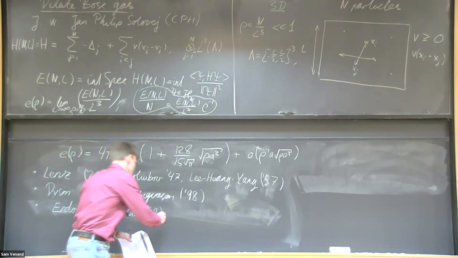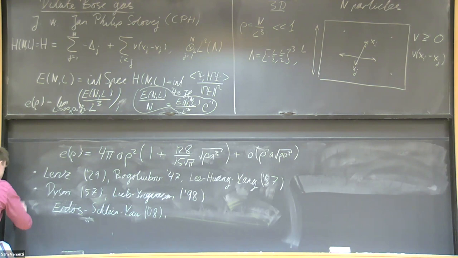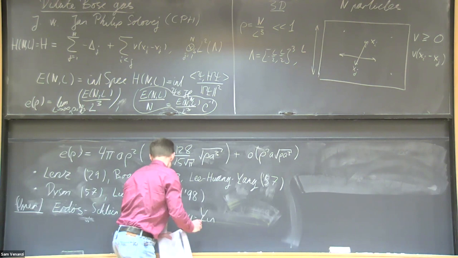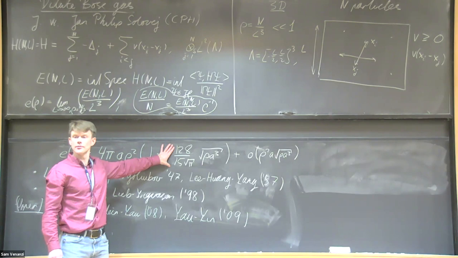The year after, surprisingly. But that was an upper bound, or that was? That was only an upper bound. So this is only an upper bound. All of this is really just upper bounds. The year after, Yau and Yin succeeded in giving upper bounds with the right constant here for sufficiently smooth potentials.